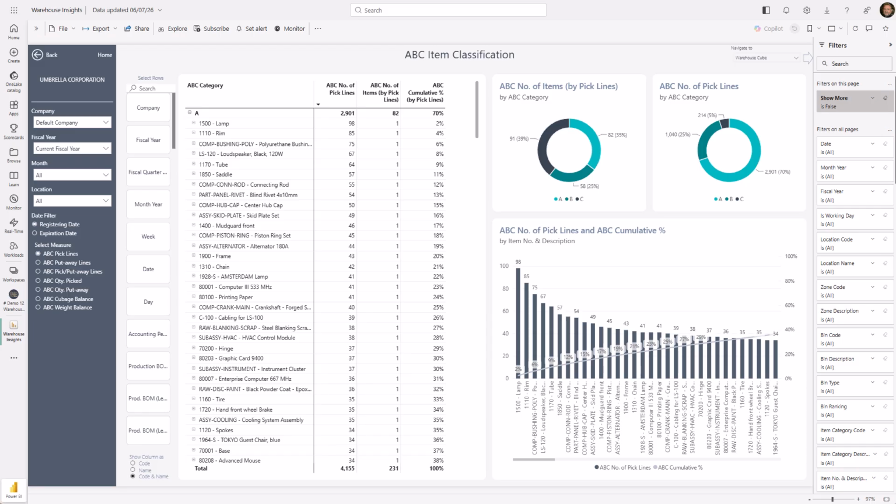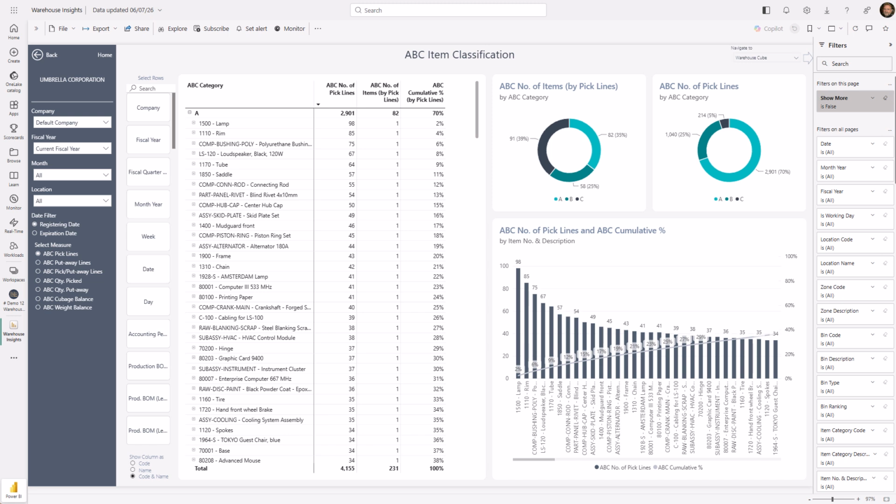The ABC item classification page applies the classic Pareto principle to your warehouse, the idea that a small share of items drives most of the activity. It sorts your items into 3 tiers by how much they contribute to a chosen basis. A is the items making up the first 70%, B the next 25, and C the final 5. And it draws the cumulative curve so you can actually see the concentration.